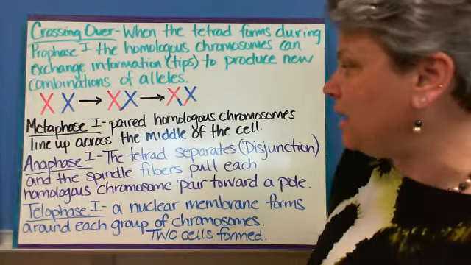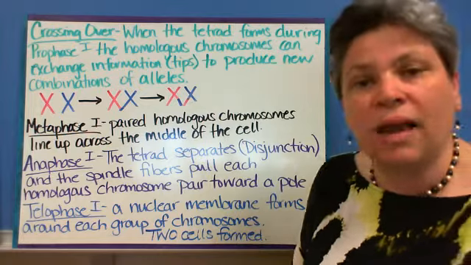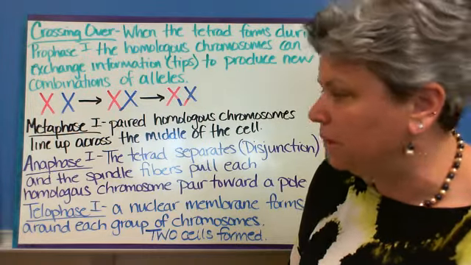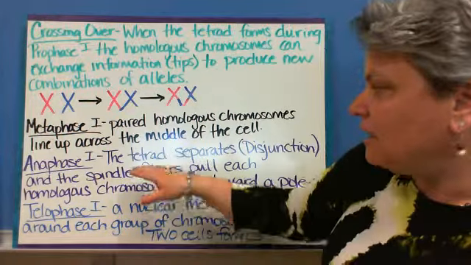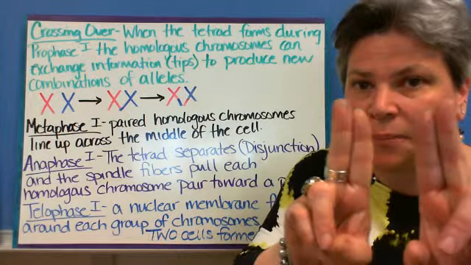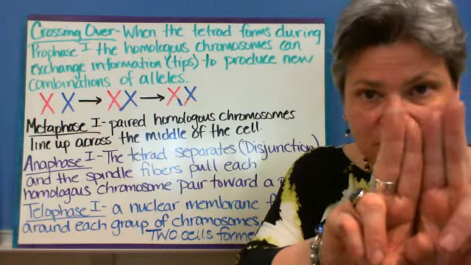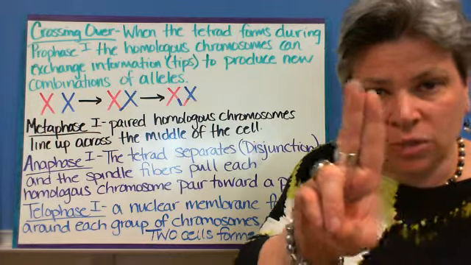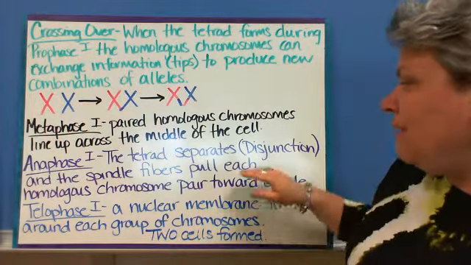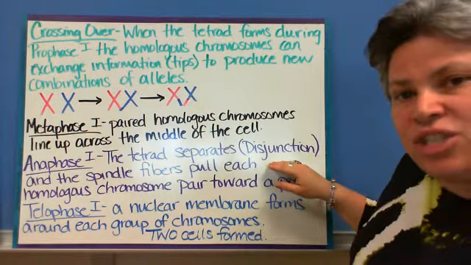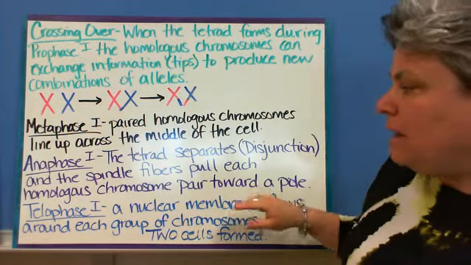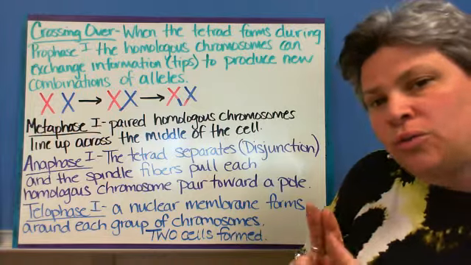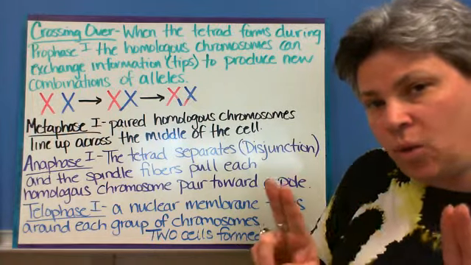Well, during metaphase, the paired homologous chromosomes are going to line up in the middle. Sounds very familiar. During anaphase, the tetrad actually separates. So that means the tetrad is going to pull apart, 2 are going to go toward one pole, 2 are going to go toward the other pole. That process is called disjunction, when they separate. And the spindle fibers pull those homologous chromosomes toward the poles.